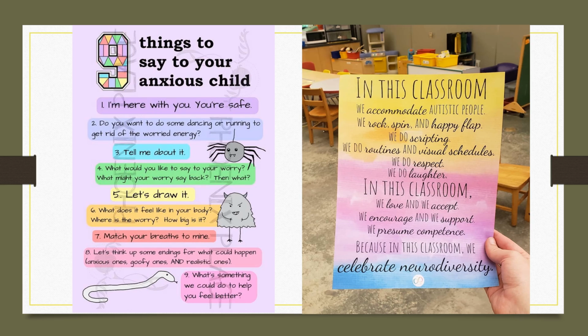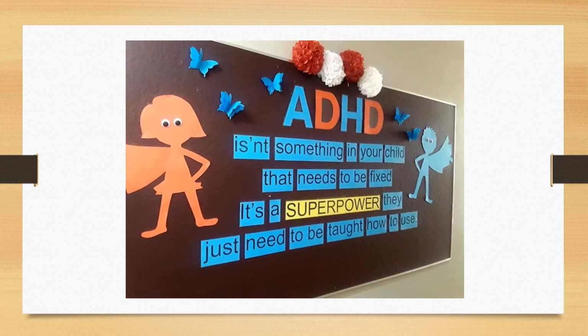So, 9 things to say to your anxious child. So you can have little posters in your room to help them feel acknowledged, accepted, even educate classmates in a welcoming way and inform about differences in students' learning or even disabilities. They can be very useful and helpful. So here's an example of a poster about ADHD.